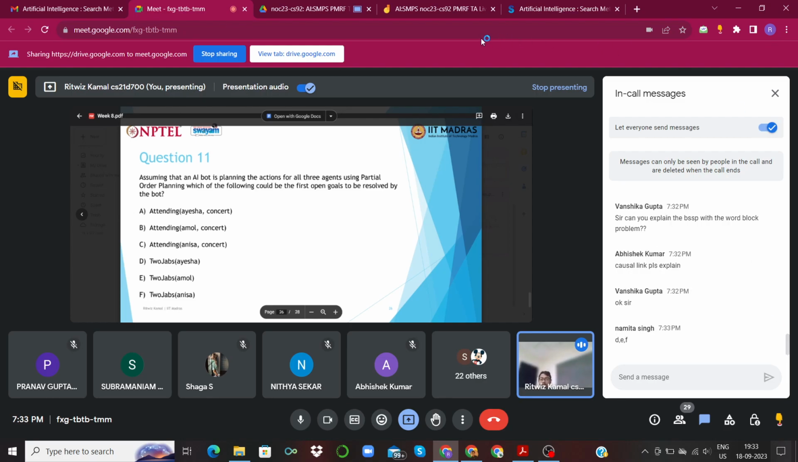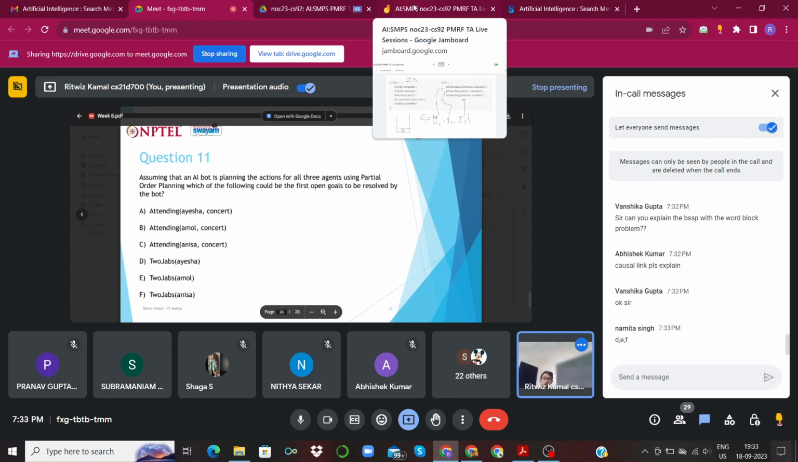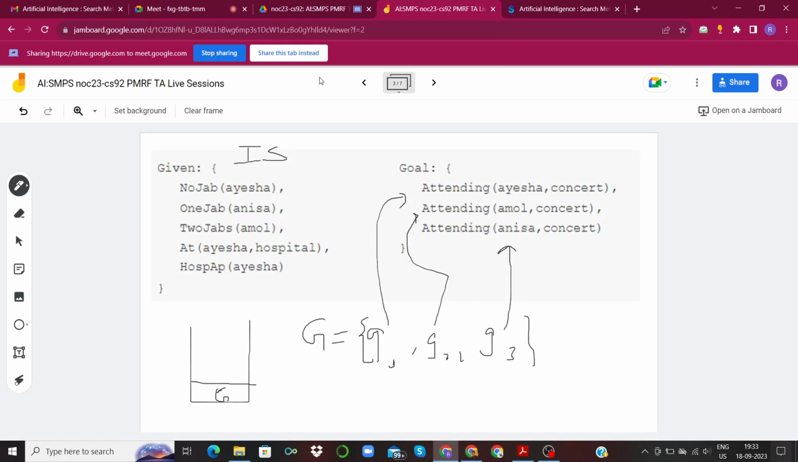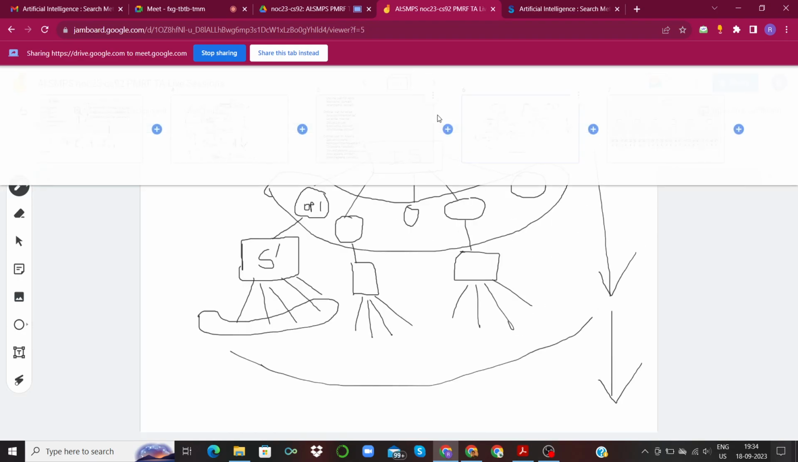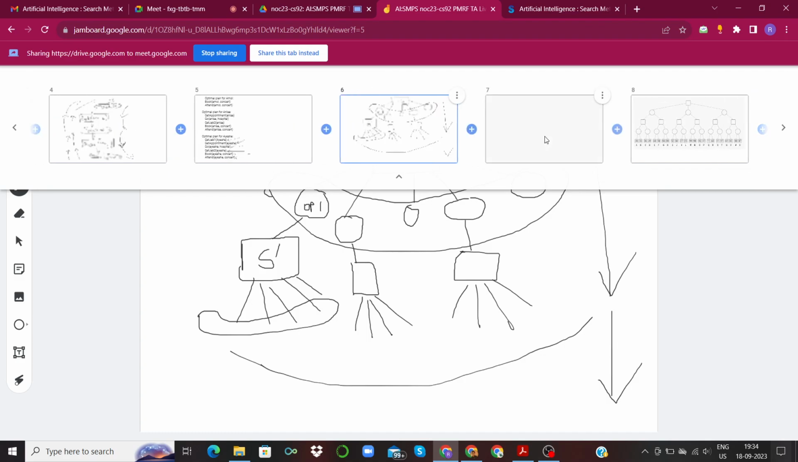Anyway, coming back to partial order planning. Till now we were looking at different steps in the plan that we could add. Now what we are going to look at are partial plans themselves, not individual steps. Okay. So let me use a new page on the Jamboard.